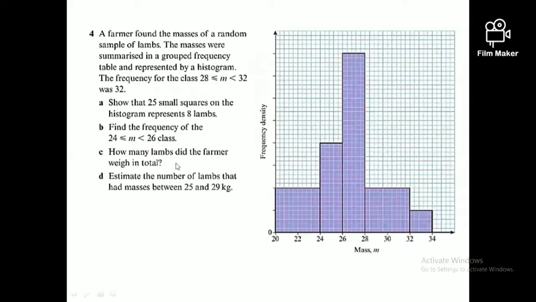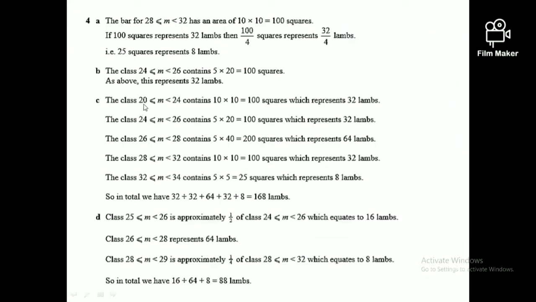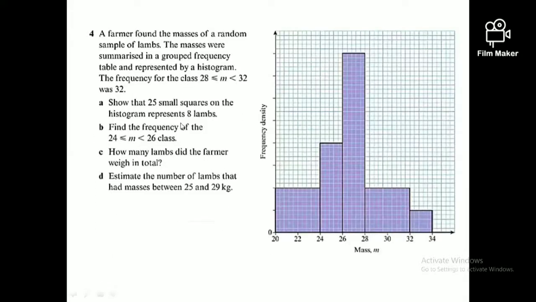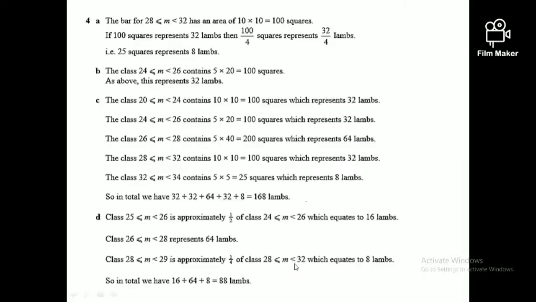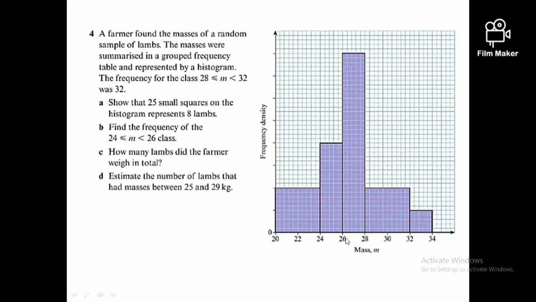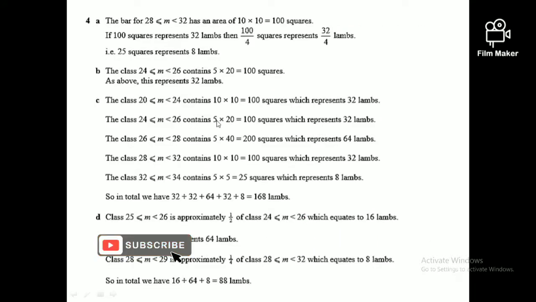How many lamps did the farmer weigh in total? That means you have to count out the total area over here and mark it with the value. Let's see. 20 to 24, there are 100 squares. That means there should be 32 lamps in this category. Right. Then 24 to 26, there are 100 squares, therefore in that category we can also see 32 lamps.